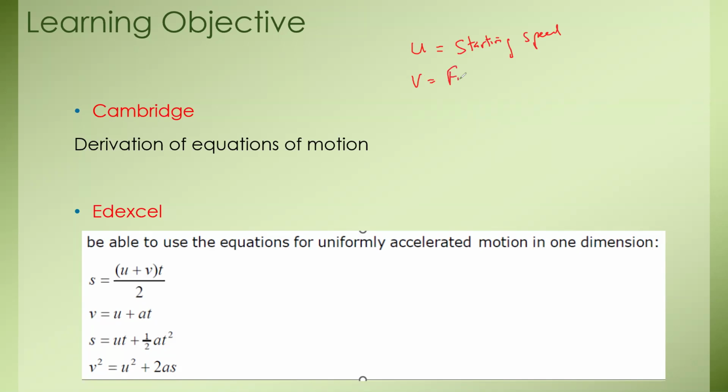v is the final speed. Instead of speed, the better term is velocity. t is the time for the object. s is the displacement. In a straight line, the distance and displacement will be equal. And a is the acceleration.